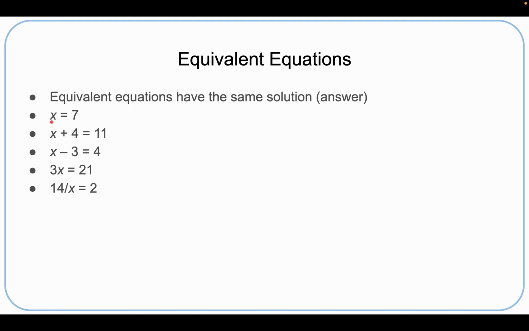So number one, the first one, x equals 7. That just gives us the answer right there. But then if we substitute 7 in for x for all the rest of these, we'll see that these are true equations. 7 plus 4 equals 11. 7 minus 3 equals 4. 3 times 7 equals 21. 14 divided by 7 equals 2. So these equations are known as equivalent equations.